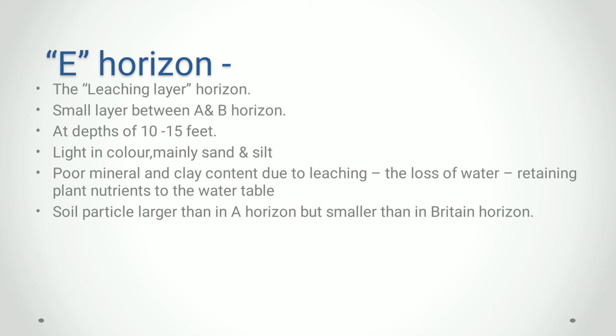Then illuviation in the B horizon. Illuviation means the horizon formed by the deposition, that is the process of deposition of soil materials removed from the eluvial horizon in the lower layer.